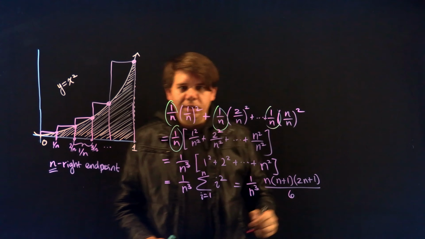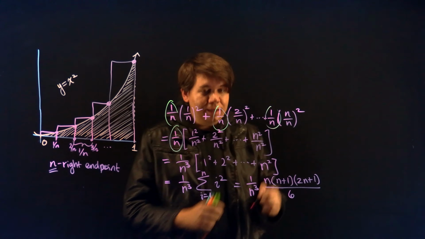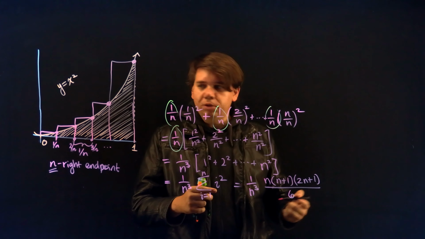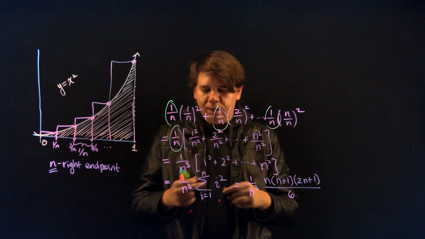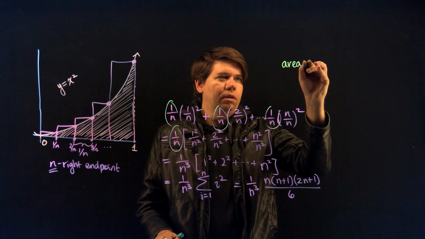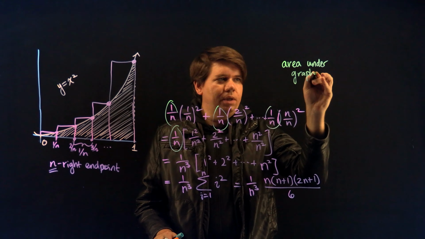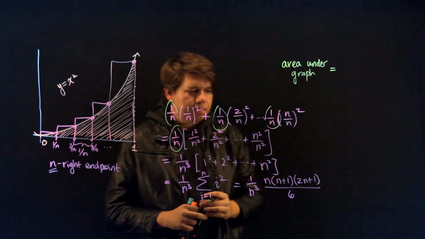So there I have it. Here is my formula for the area of n rectangles. If you plug in n equals 4, you get estimates like we saw before. Or n equals 100, you get better estimates. But what if I want to know the true area? What is the actual area under the graph, above the x-axis, between 0 and 1? What does that actual area come out to be?